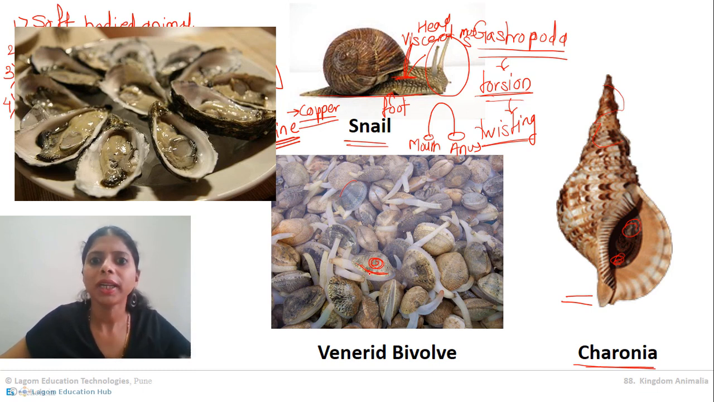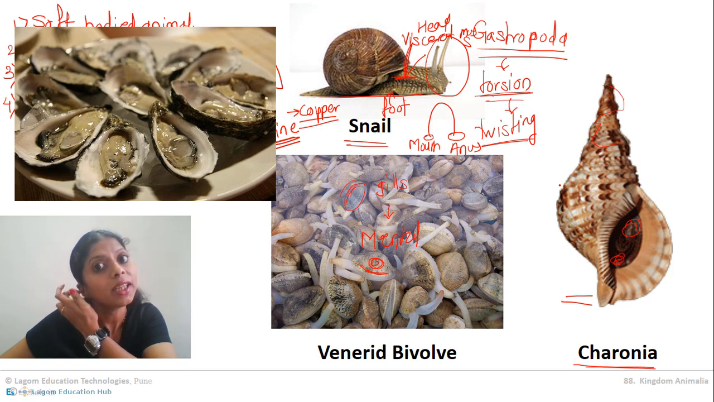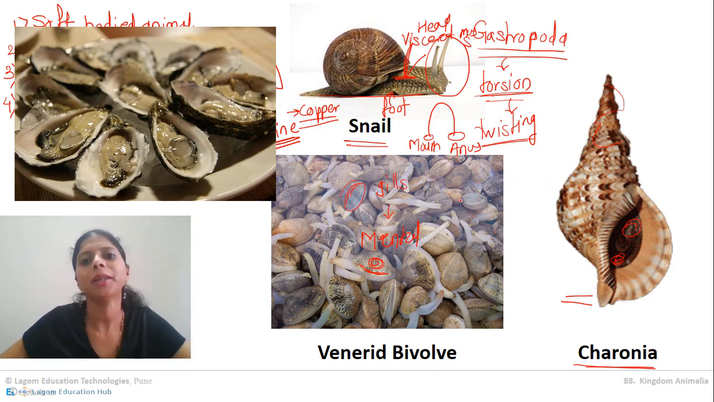Now this mantle is a very important structure in molluscans, because the mantle is the location of gills. Basically the gills of the animals are located in that mantle. The mantle cavity secretes calcium carbonate and forms the shell which covers the animal. So the shell is secreted by the mantle cavity.